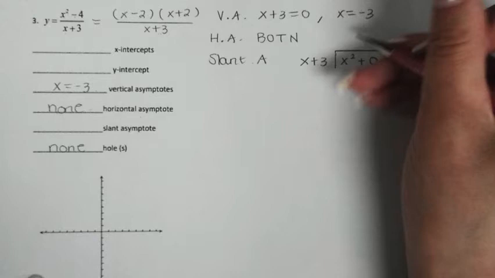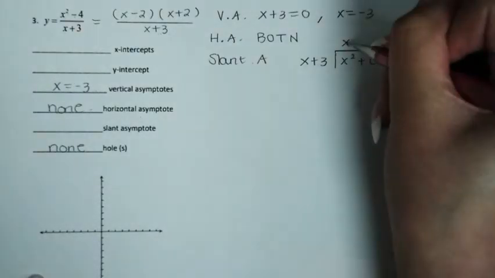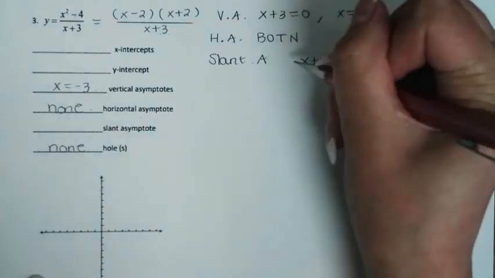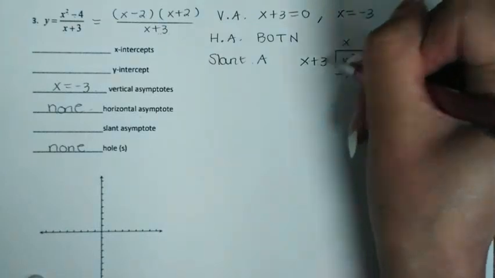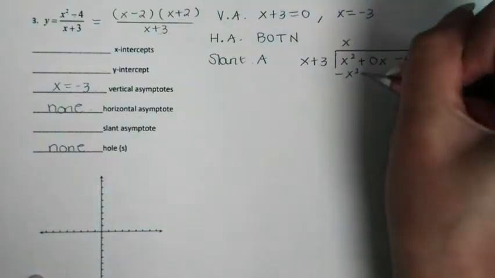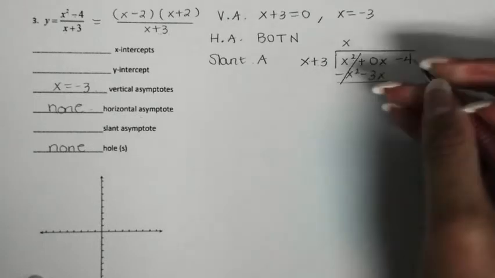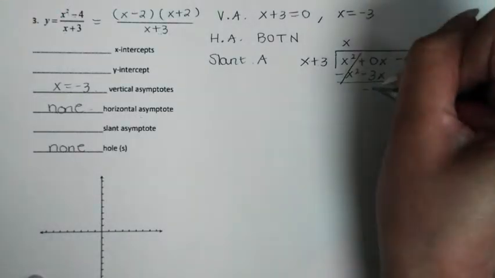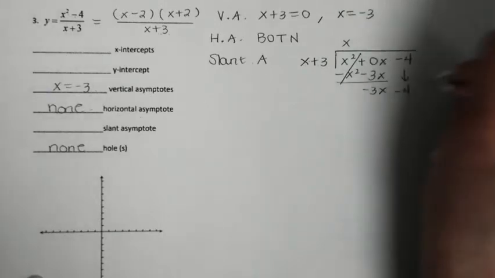I know that to make x squared, I need an x. x times x is x squared. Positive outside comes negative inside. x times 3 is going to be 3x positive, but when it goes inside, it goes negative. I cancel this. 0 minus 3 is negative 3x, and then I drop my negative 4. So you have this expression.